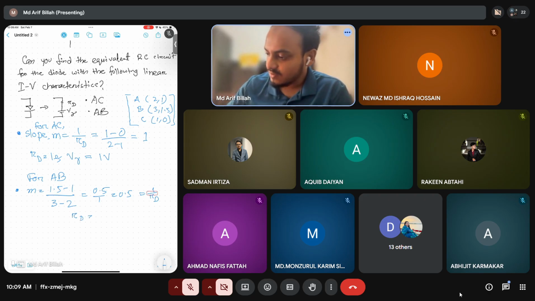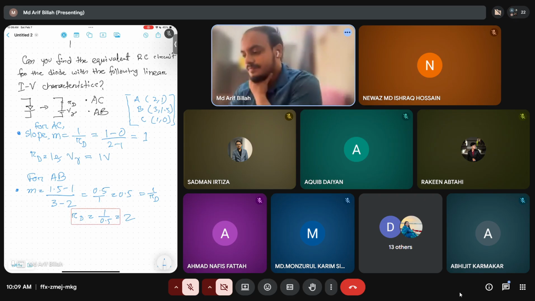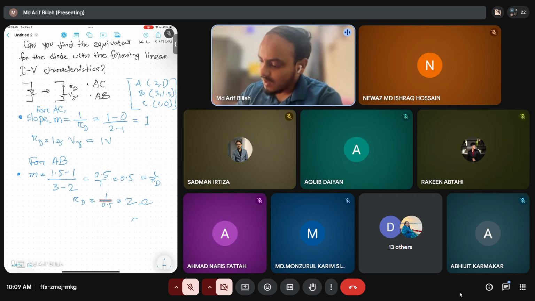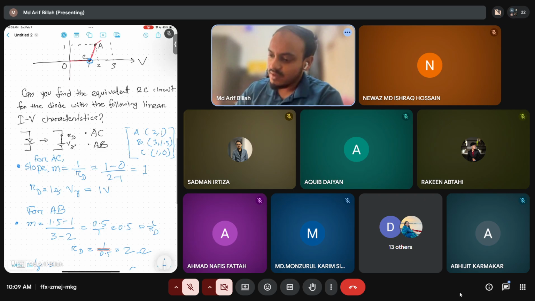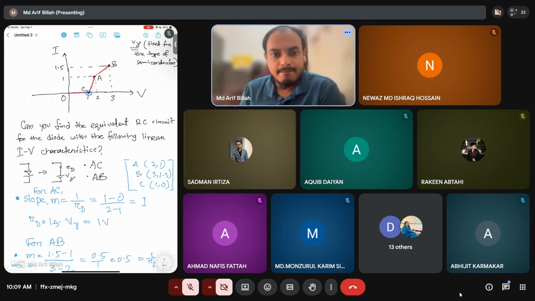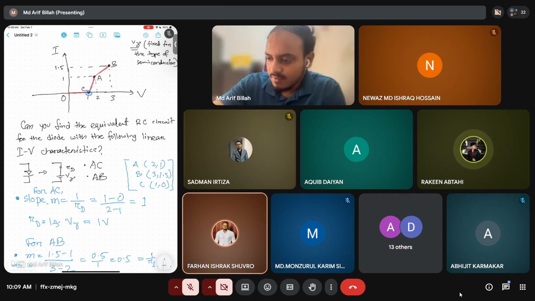তাহলে RD equals 1 over 0.5, let me show you. It's 2. 2 ohms are for the region AB. AB এর জন্য, now for AB, what is V gamma? 2 volt.